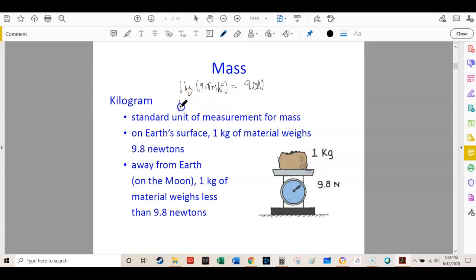Well, if that 1 kilogram object was on the moon, the acceleration of gravity on the moon is 1.625 meters per second squared. So that object would only weigh 1.625 newtons, right?